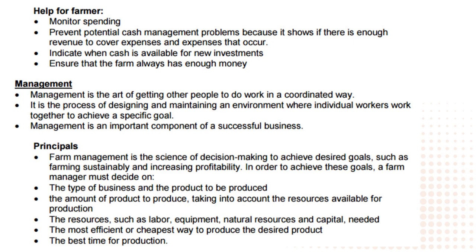Principles. Farm management is the science of decision-making to achieve desired goals, such as farming sustainably and increasing profitability. In order to achieve these goals, a farm manager must decide on the type of business and the product to be produced, the amount of product to produce, taking into account the resources available for production, the resources, such as labor, equipment, natural resources and capital, needed. The most efficient or cheapest way to produce the desired product. The best time for production.